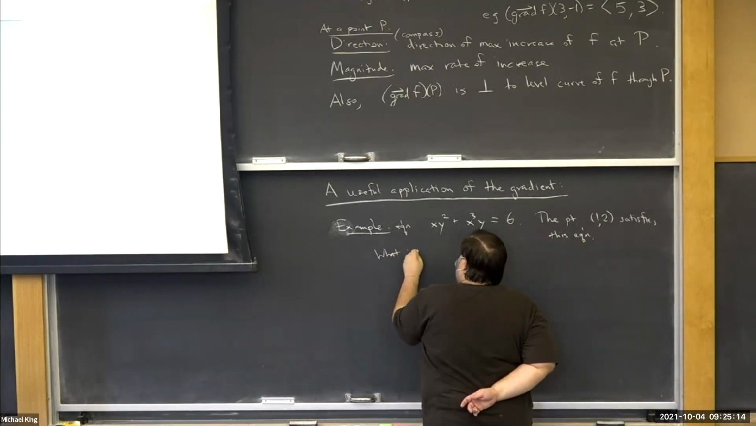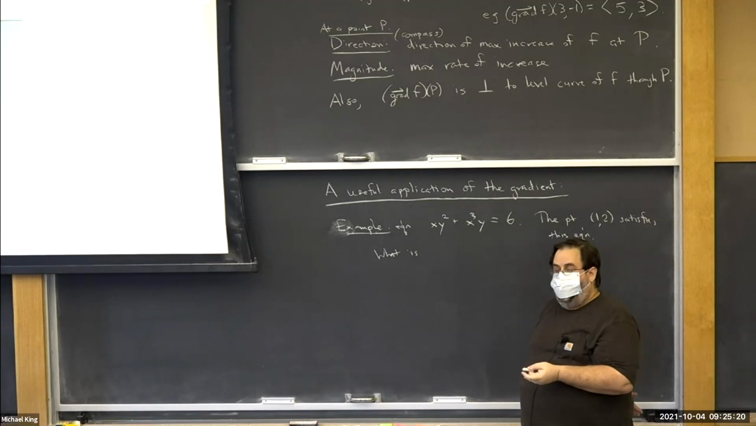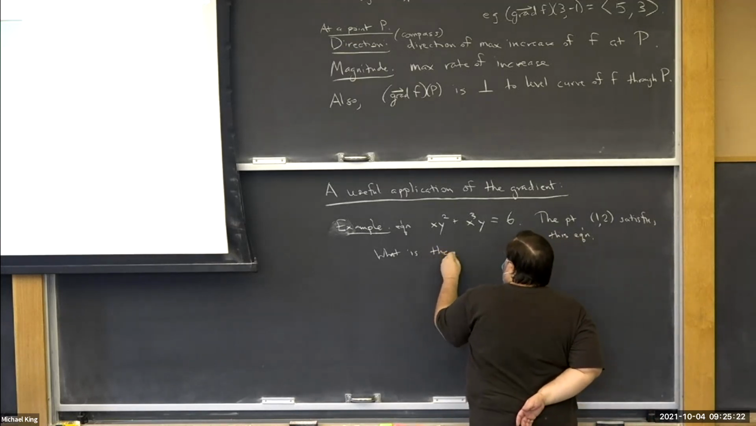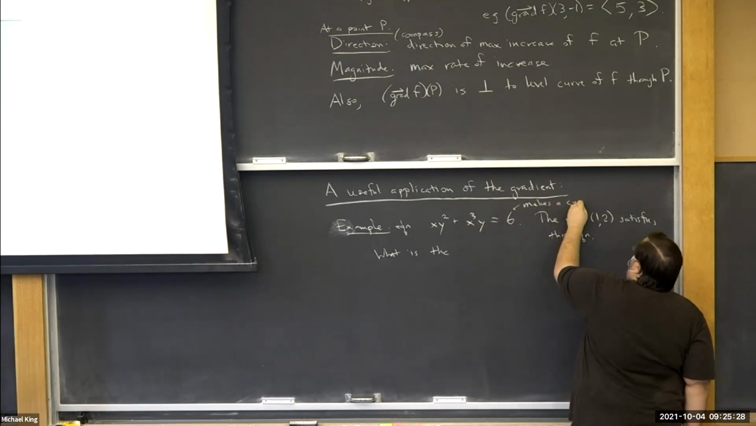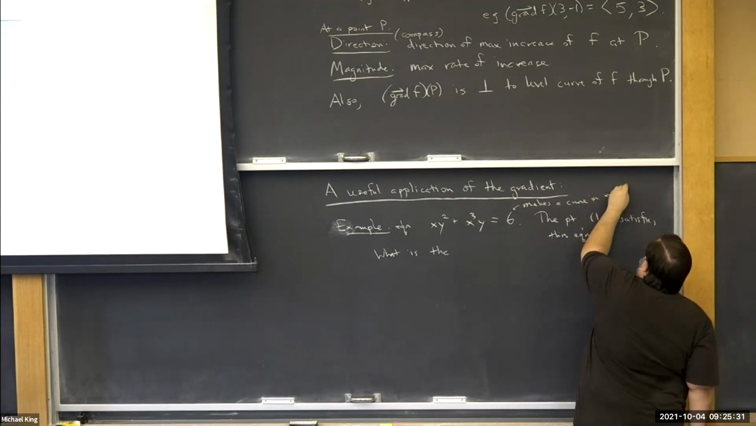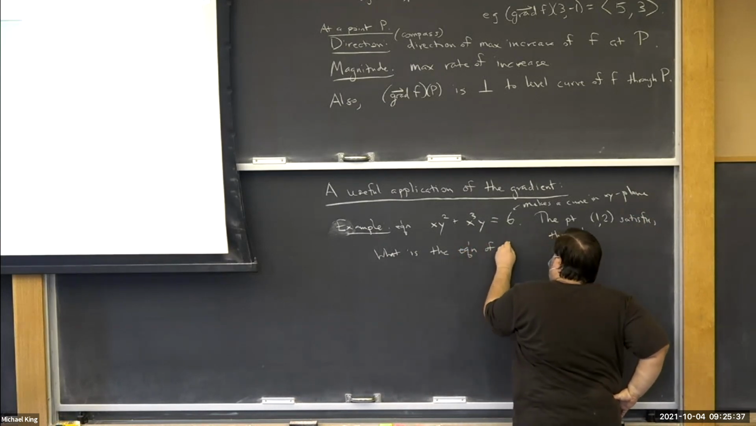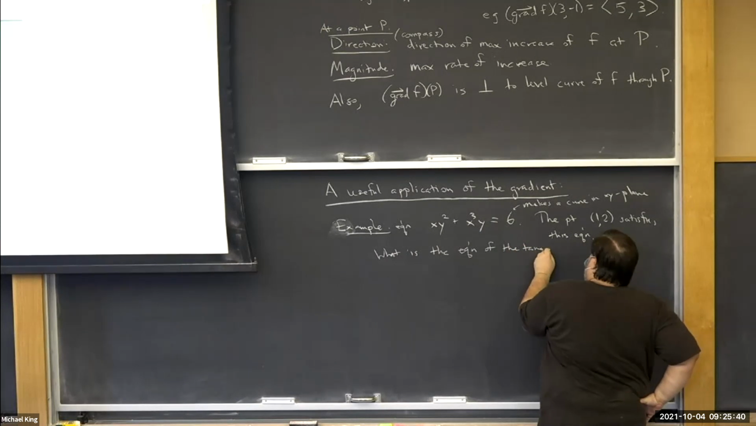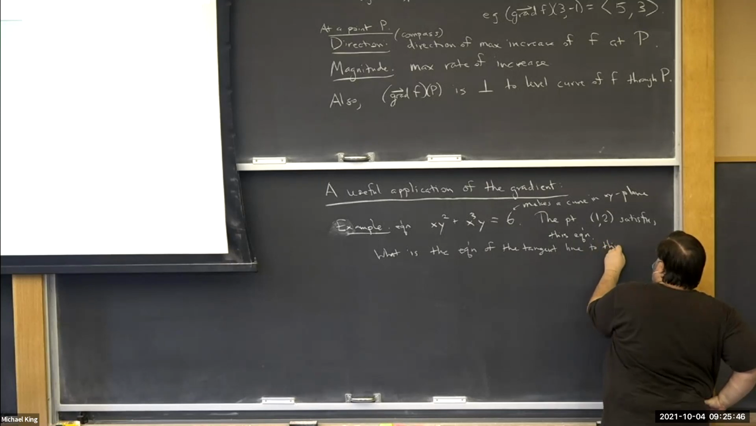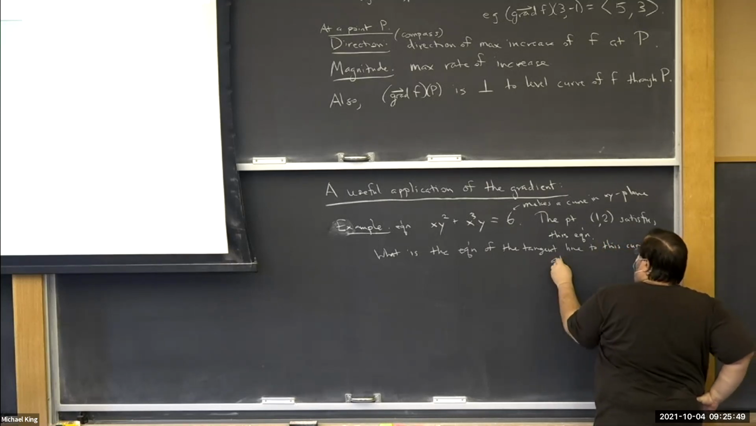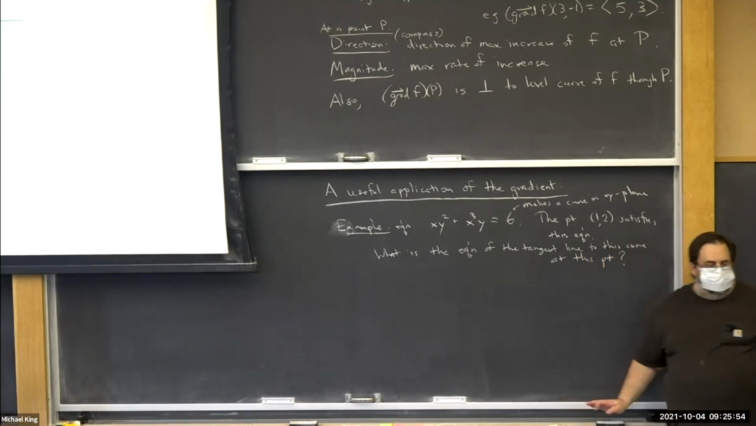You could ask a couple of questions. You could ask what's the derivative at this point? What's the equation of the tangent line? This is some curve, right? This makes a curve in the xy plane. What is the equation of the tangent line to this curve at this point? Or what's the derivative, the rate of change, the slope?